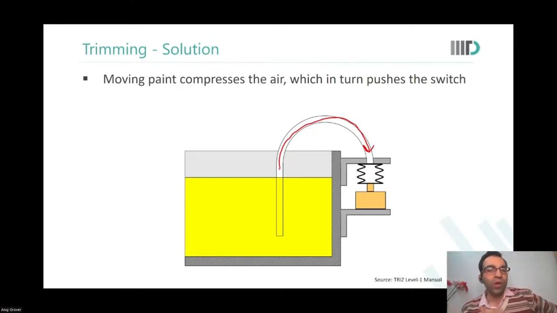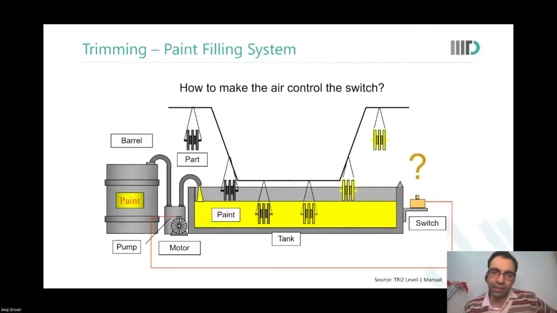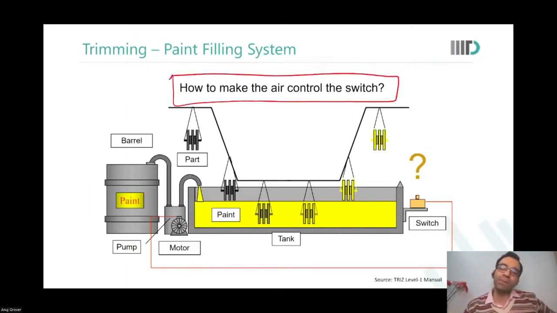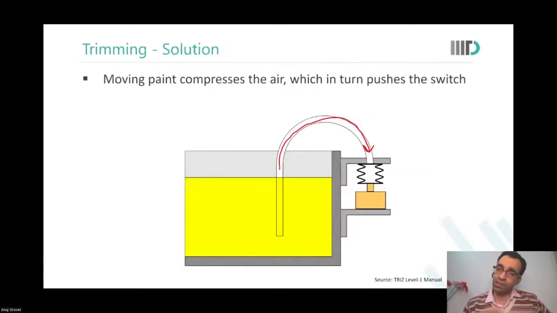So see, now we are already talking of some solution finding. That is not the intent. For trimming, the intent is to define a new problem. What was the initial problem? The initial problem was the paint is spilling on the floor and I do not want that to happen. That problem has now changed to how to make the air control the switch. And controlling the switch we could simply do by using this kind of a thing.